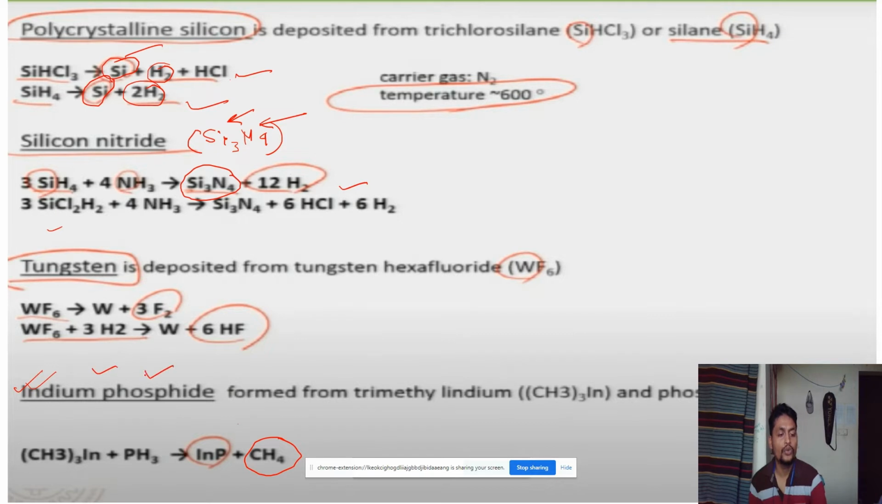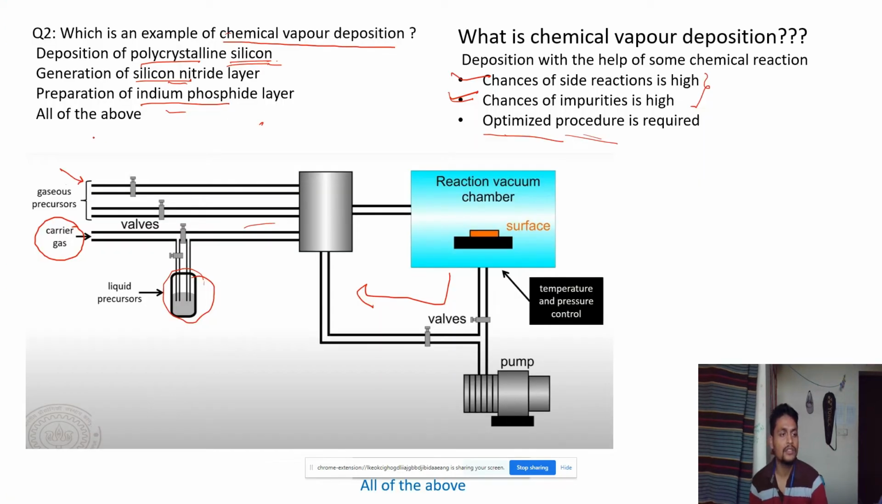So we need a compound which is formed by two atoms. So obviously we need two precursors, one with indium, one with the phosphide. Yes. So that is the case. So what will be the answer? All the options are examples of chemical vapor deposition. So obviously this is going to be my answer. The answer is also given in the last part of the slide, right? You can see it there.